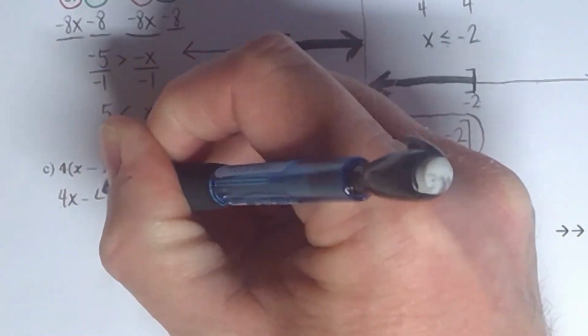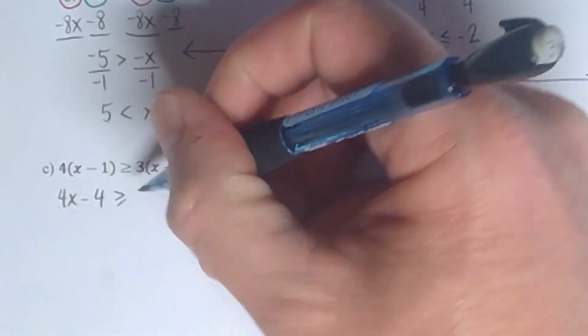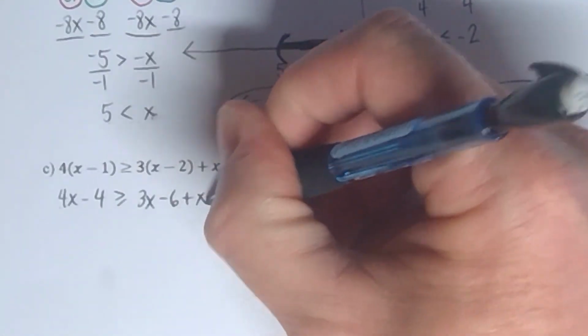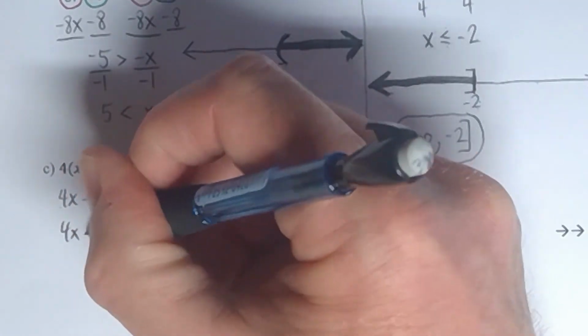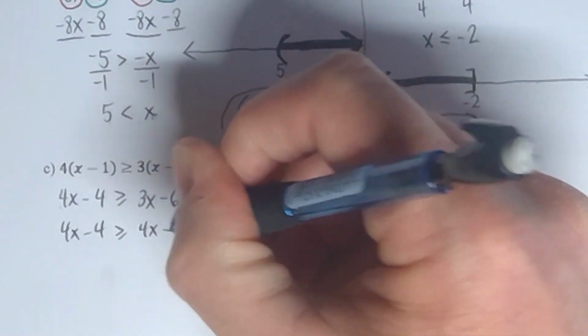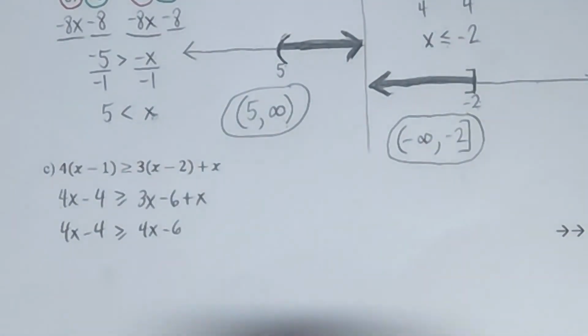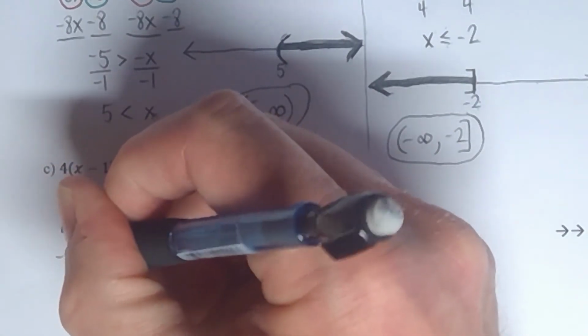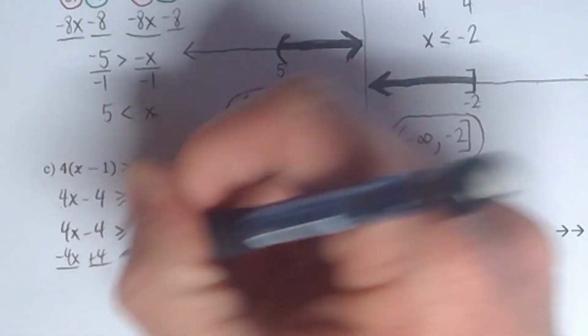Let's go ahead and proceed here by doing the normal steps. Distribute out the parentheses like this. And then you combine like terms. And then you move the x terms to one side and the constant terms to the other side.